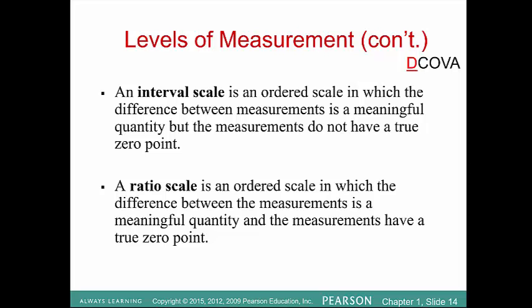A ratio scale is an ordered scale in which the difference between the measurements is a meaningful quantity and the measurements have a true 0 point. Unlike time or temperature, where the 0 point is dependent upon the scale, ratio variables have a true 0. Examples are income, number of children, and distance measured in centimeters or miles.